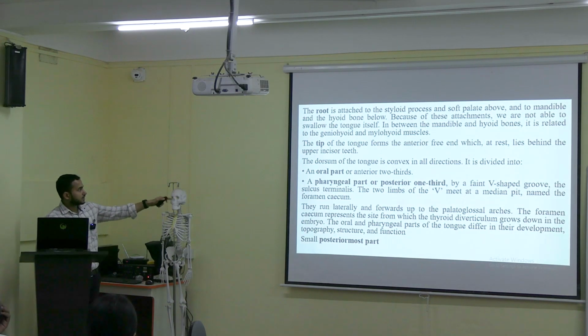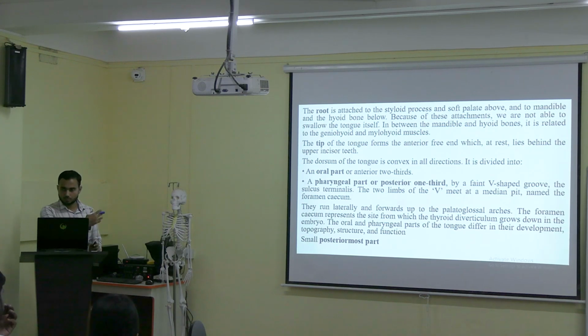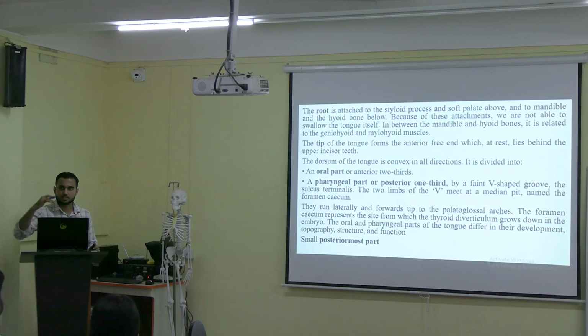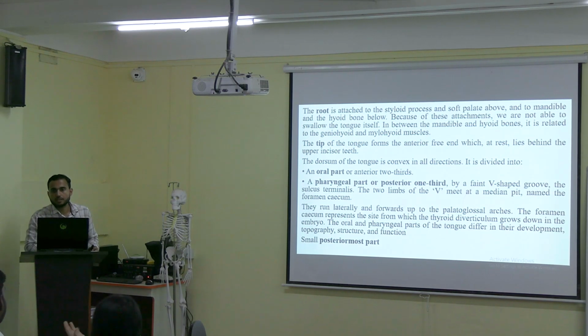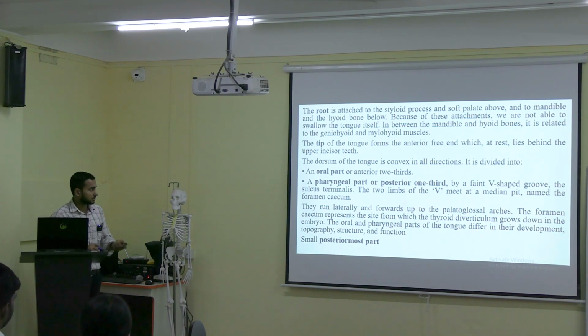All those things we have already discussed. So the root is the attached part. We will not go into detail now. Where is it attached? Styloid process and soft palate, the superior attachment above. And the inferior attachment is in which bones? Mandible and hyoid bone. These are the bones where the root is attached. How they are attached we will discuss later in the lecture class, not now.